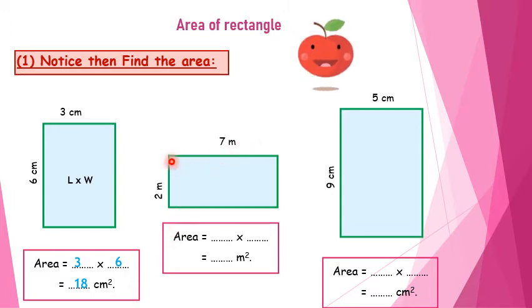So let's see here. 7 and 2. This is the length and this is the width. So I multiply length by width. I multiply 7 by 2 or 2 by 7. It's the same because multiplication is commutative. So 2 by 7 will be 14 meters square.